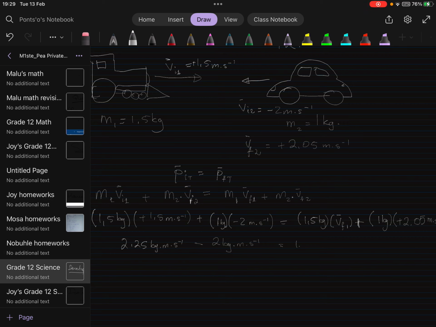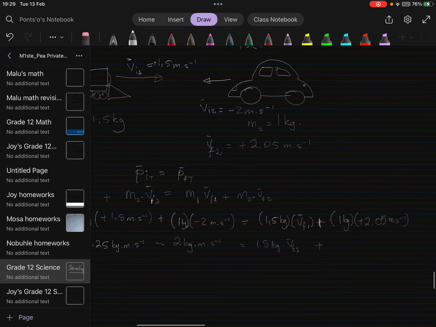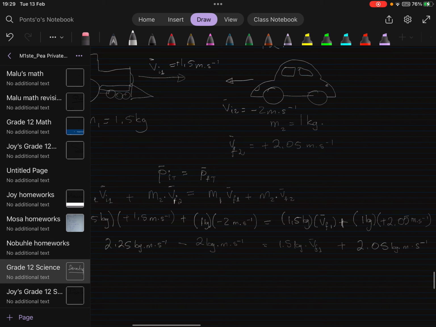Okay, my screen wasn't switched off just yet. And this equals 1.5 kilograms times VF1 plus, I'm just plugging in my computer so that it doesn't go flat-ish. It wasn't fully charged earlier. And then we have 2.05 kilogram meters per second.